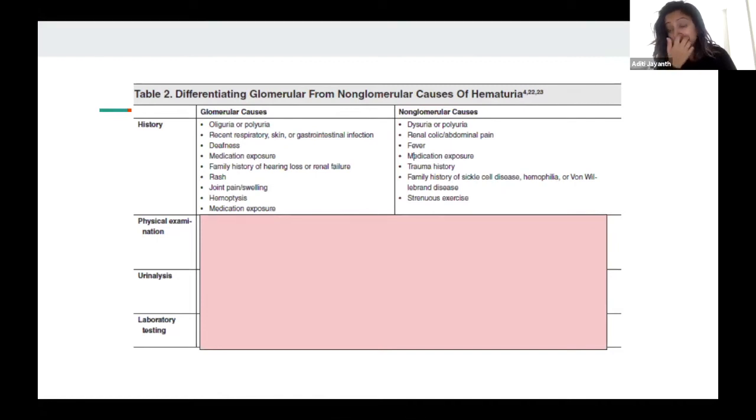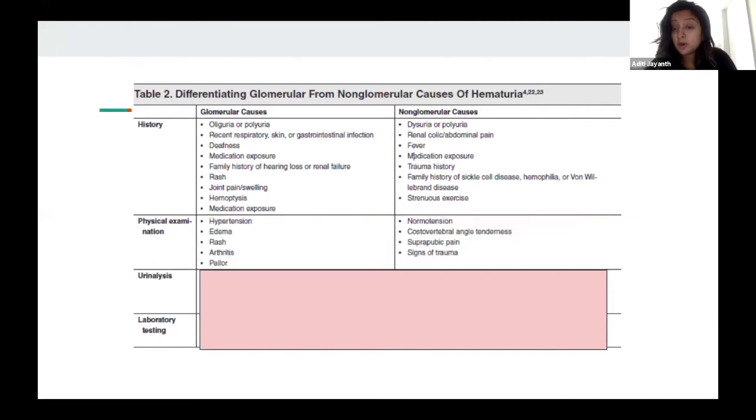Sometimes, especially in the peds population, hypertension can be a hard thing to evaluate depending on the temperament of the patient. If they're crying and yelling through the entire set of vitals, you may not be able to use your blood pressure accurately, so you may have to wait on that. Just something to keep in mind. So hypertension, edema, rashes, right? Signs of arthritis, any signs of pallor should lead you a little more towards glomerular causes. And then let's talk about what some urinalysis findings of hematuria in glomerular disease are.